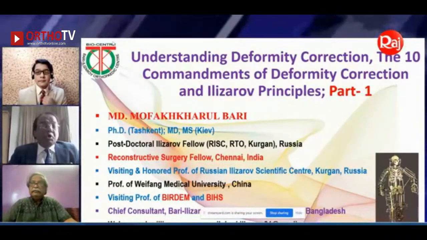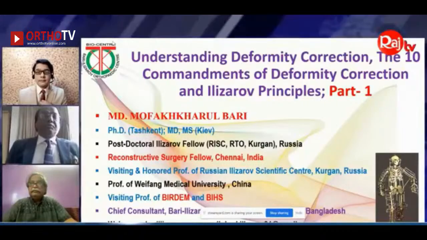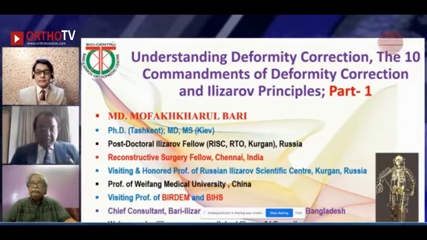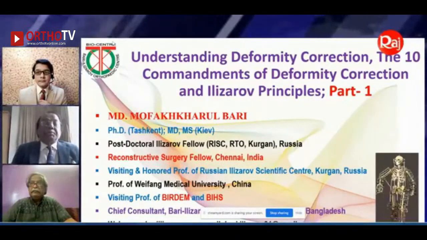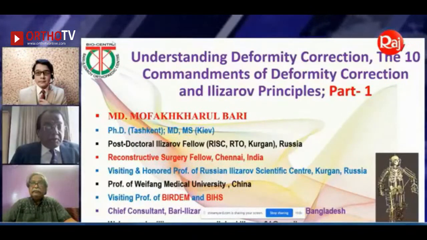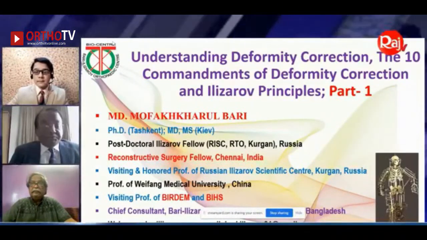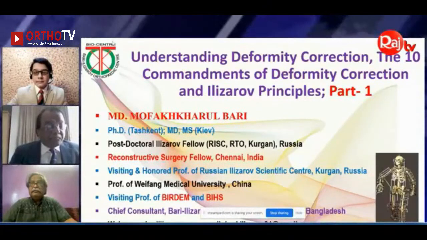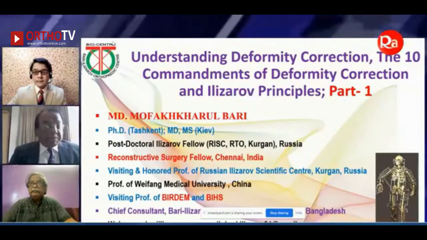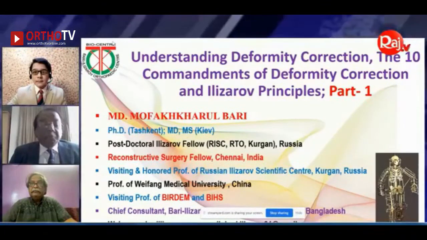And today I'm going to talk on deformity correction. The deformity is a very important thing in the human body. If you think about the history of management of limb deformity, in the pre-Ilizarov era, the only available technique for correction of limb deformities was acute correction. There was no satisfactory treatment for severe limb deformities. At that time, they did prosthetic fittings, and most of the time, they did amputation.